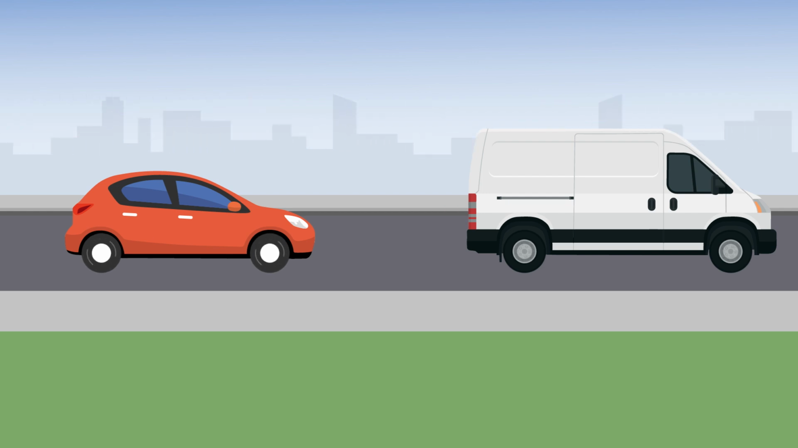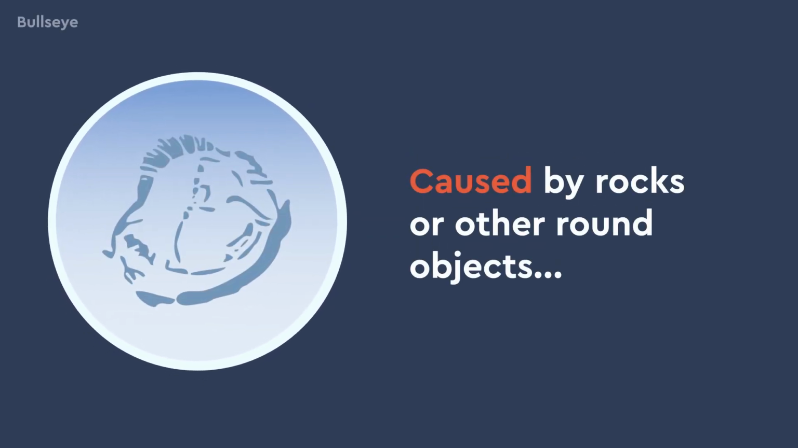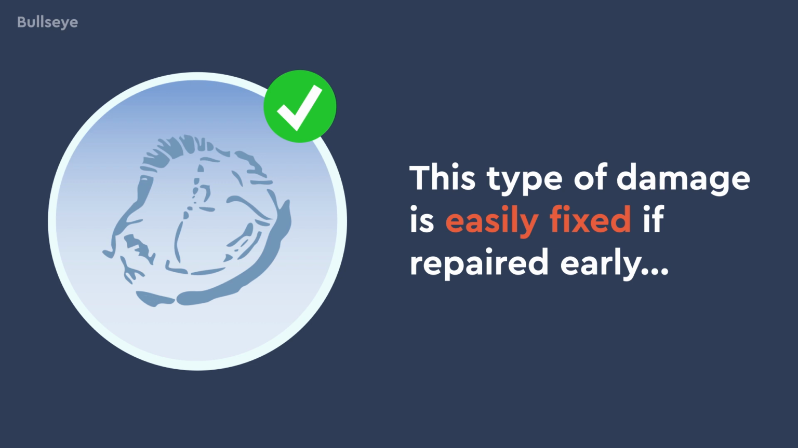There are a wide range of different cracks and chips, including a bullseye. Bullseye breaks are named after the bullseye on a dartboard. They are caused by rocks or other round objects. It is similar to a chip, but larger. This type of damage is easily fixed if repaired early.